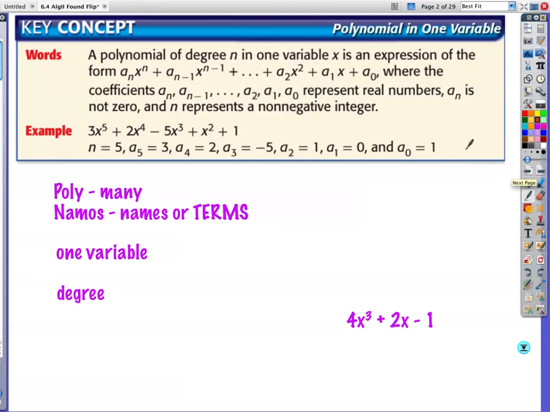This is what they have in the book, this big square up here. I'm going to suggest maybe we don't need to write down that entire square. It does say a polynomial of degree n in one variable x is an expression of the form a sub n x to the n power plus a sub n minus 1, all the way to a sub 0, where the coefficients represent real numbers, a sub n is not 0, and n represents a non-negative integer. Here's an example of a polynomial. Why don't we just jump to that? 3x to the 5th plus 2x to the 4th minus 5x to the 3rd plus x squared plus 1. These are your coefficients.